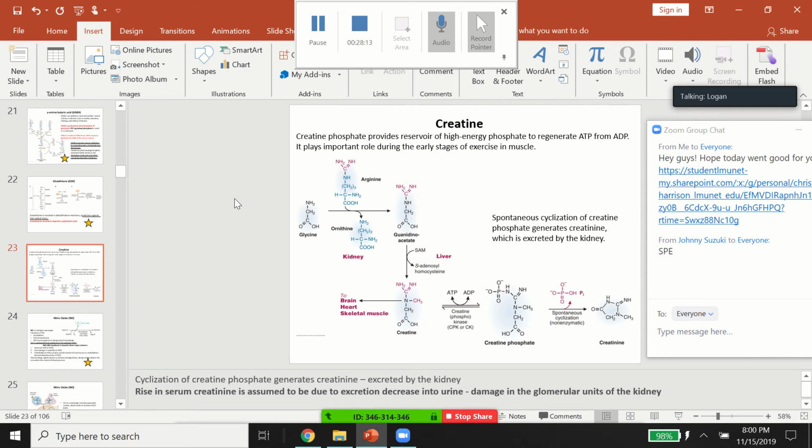But anyway, creatinine from creatine can be used to analyze how your kidneys are working. And so that's what I have. There was a slide that summed that up for you, but I decided to leave it down here in the notes section as this bolded statement. So a rise in serum creatinine is due to an excretion decrease into the urine. So what does that mean? Since you're no longer able to excrete it and you have high levels of that creatinine, that means there must be some sort of damage to your glomerular units of the kidney. So that's what that means.